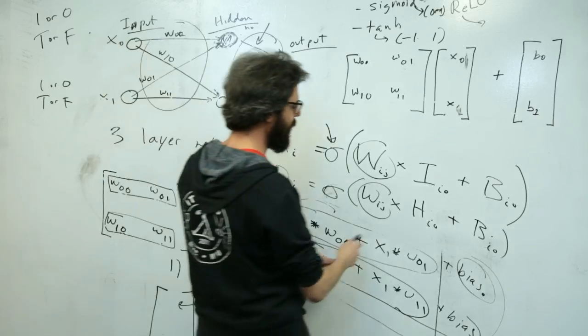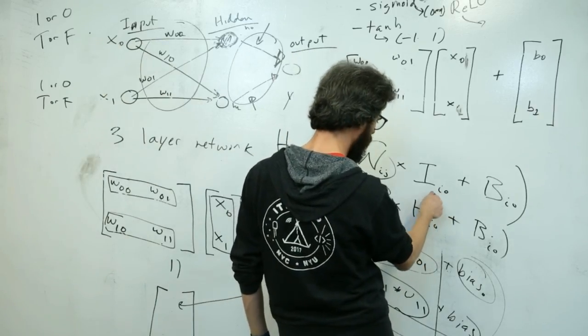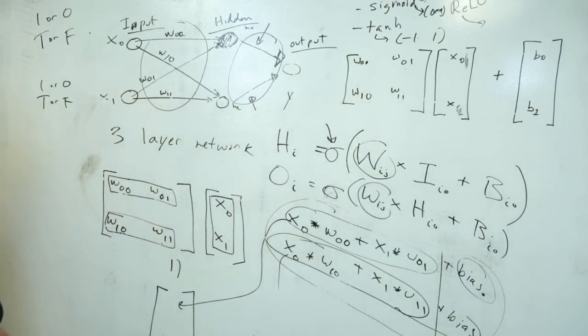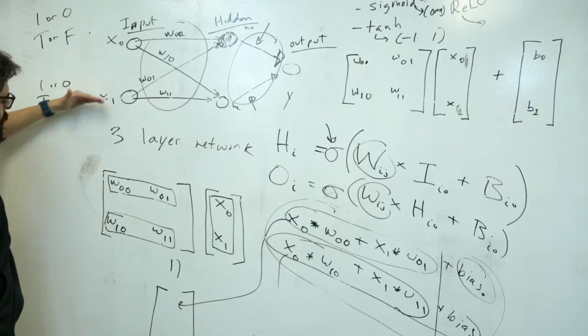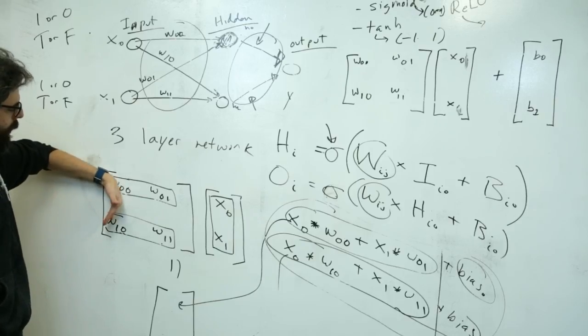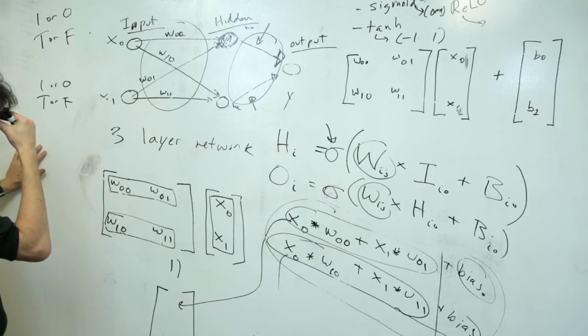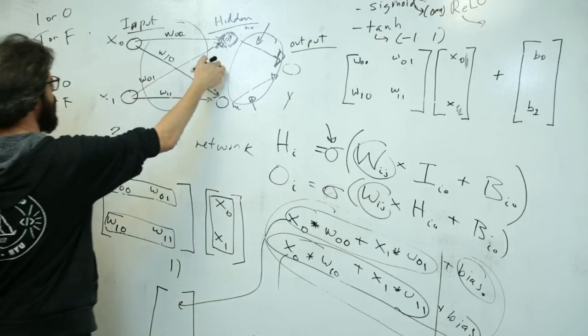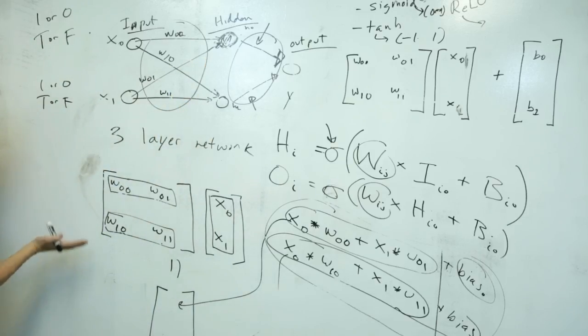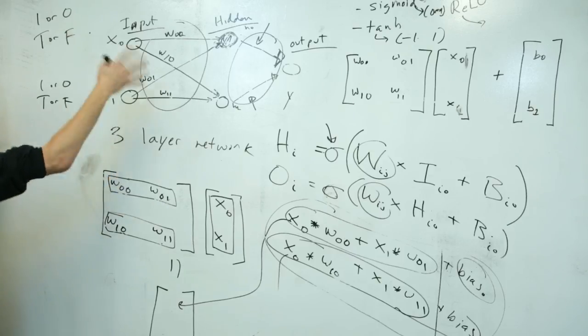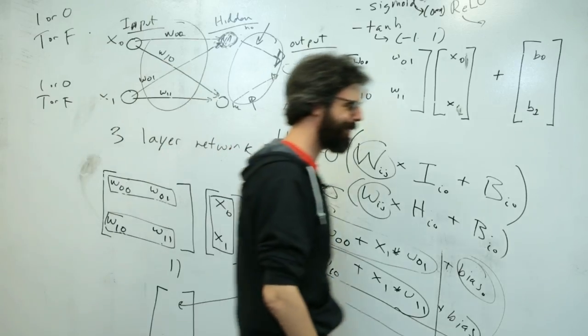So i is the row, j is the column. So I need the number of rows to be the number of inputs, and the number of columns... Why have I lost my mind here? Oh no, there's hidden. The number of rows is the number of inputs. The number of columns is the number of hidden neurons. Right? Okay.